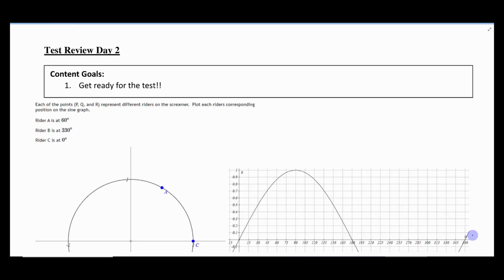Our goals for today are the same as yesterday, as it is to get ready for our test on Wednesday and Thursday. All right, so today's focus is going to be on the trig graphing stuff and just one little unit circle thing that we didn't talk about yesterday. All right, so here we go.